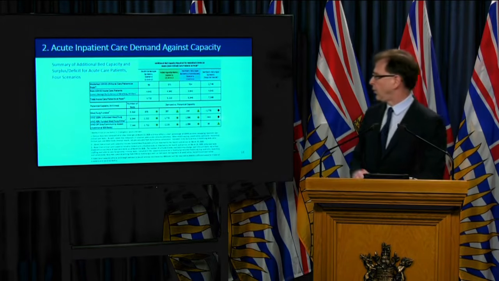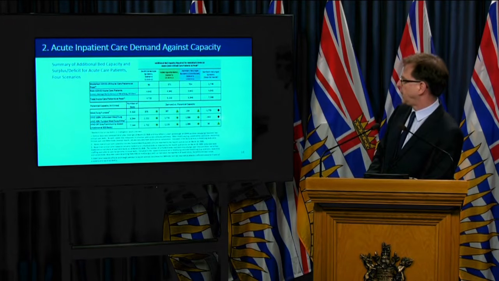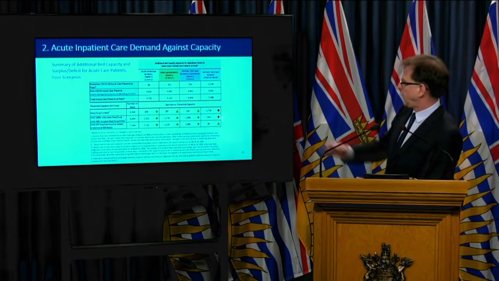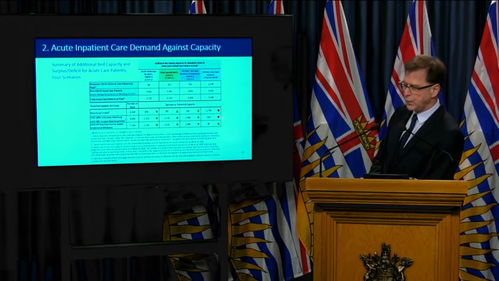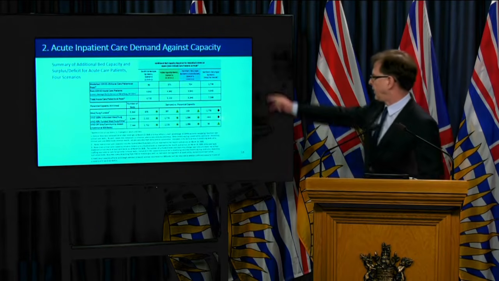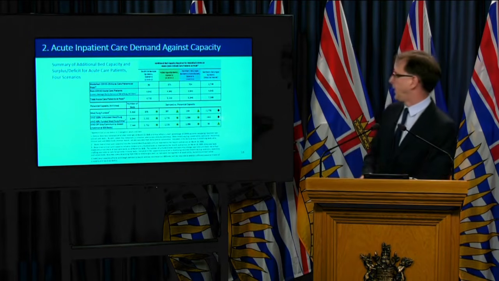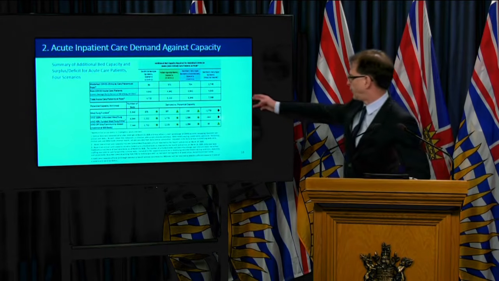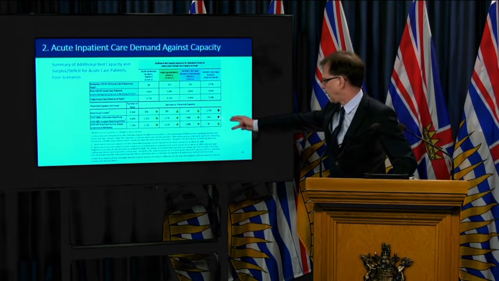Again, in the second group, the acute inpatient care demand, you again see a similar chart which shows us adding beds as required to increase our capacity to deal with COVID-19. And you'll see the big challenges here. If you look at the most serious model, the Northern Italy type epidemic, the hospital-based one, which we do not foresee, but which we have to prepare for, you see a shortage of beds here and only here.